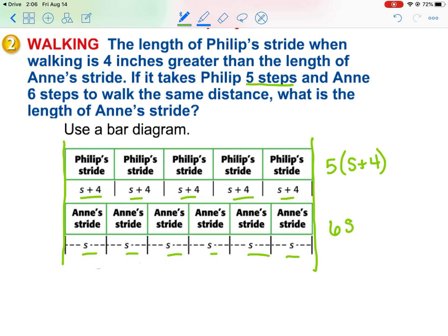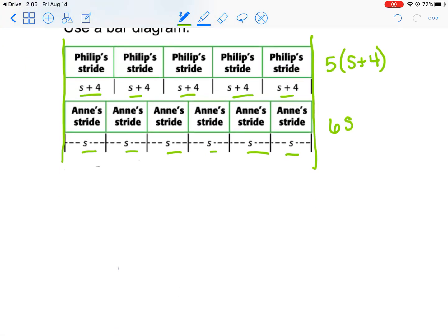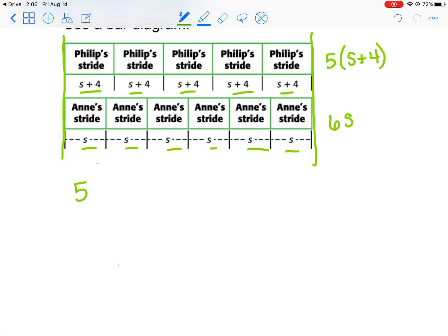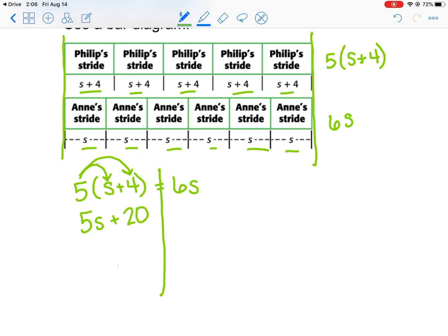We know that it's the same distance, so we're going to take these two expressions and set them equal to each other. On one side of the equation, I have 5 times s plus 4. And on the other side of the equation, I have 6s. When I look at this equation, the first thing I notice are the parentheses. And I'm going to use the distributive property to take care of those. On the left side, I'm distributing the 5 to everything inside the parentheses. So I have 5 times s, which is 5s. And then 5 times 4, so that'll be plus 20. So 5s plus 20 equals 6s.